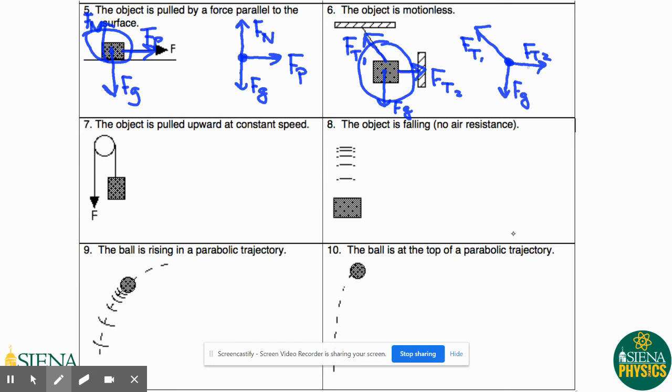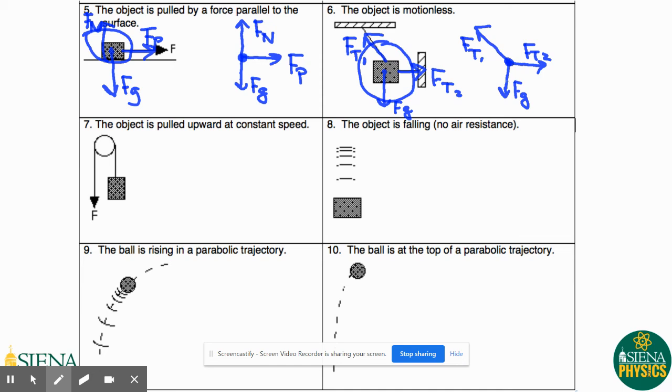So these are balanced forces because my block is not moving. So my forces in the x direction are balanced and my forces in the y direction are balanced. We could look at that further if we had more information. We could calculate the x component of Ft1 and determine that the x component of Ft1 is equal to Ft2, and the y component of Ft1 is equal to Fg.